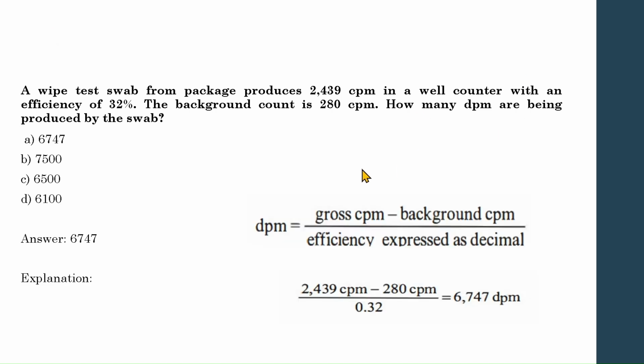So this is a simple numerical. You have been given CPM and counter efficiency, and background counts also. You have to just convert this CPM into DPM. To convert CPM into DPM, you need to know the efficiency of the system, which is given in this numerical. So the DPM is basically gross CPM minus background divided by efficiency expressed as decimals. So efficiency here is 32%, so it will be 32 by 100, 0.32. Gross CPM is 2439 minus 280. If you solve this, the DPM will come out to be 6747.